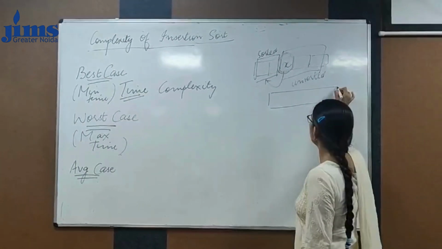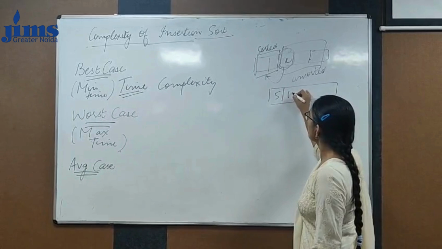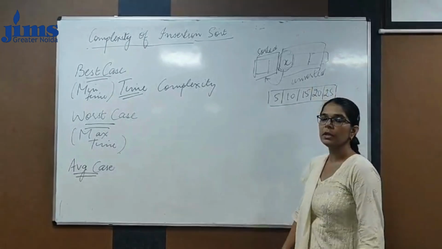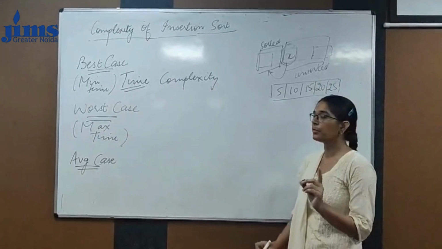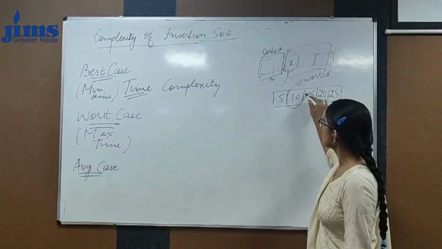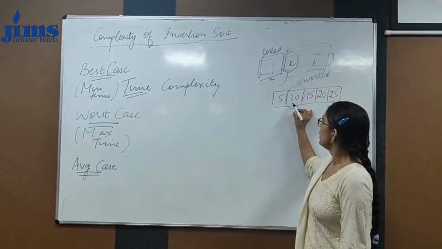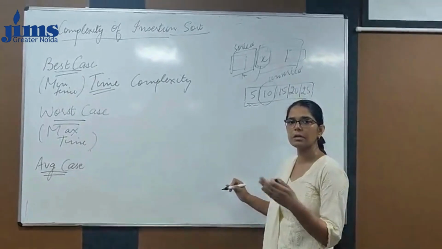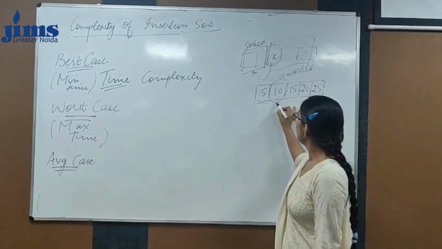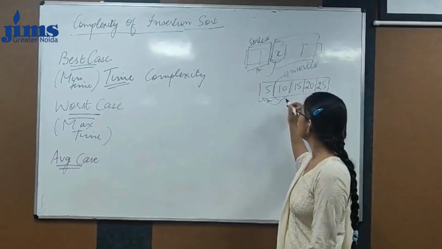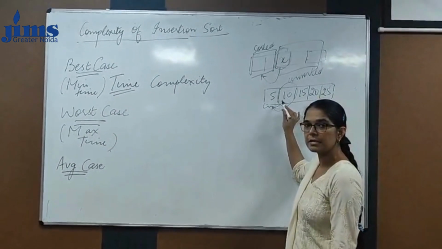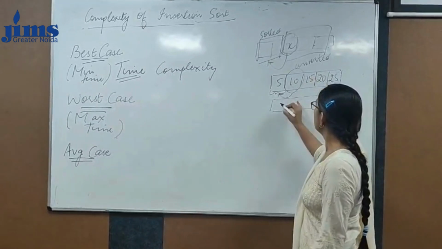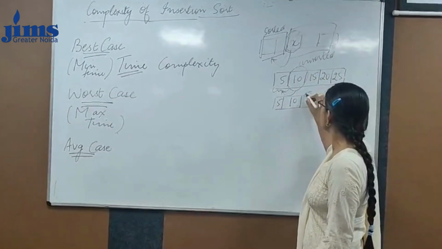If the values are to be sorted in the increasing order, and this is the input. We start the process of insertion from the second value, that is 10. This is a sorted portion because it is a single value. Single value is always sorted. So 10 will be compared with 5. When 10 will be compared with 5, 5 is lesser, 10 is greater. So no shuffling will be happening. Only the variable will be shifting to the right.